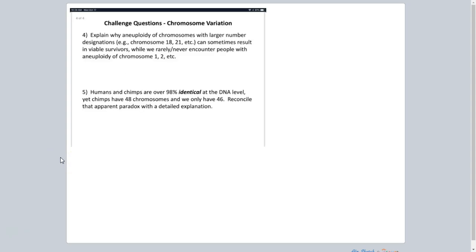There's the last 2. So the first question is kind of a thought experiment question here, number 4. Explain why aneuploidy of chromosomes with larger number designations can sometimes result in people who live with the disorder, such as trisomy 18 or trisomy 21. Trisomy 21 is, of course, Down syndrome. Trisomy 18 we talk about quite a bit in the chromosomal rearrangement lecture.